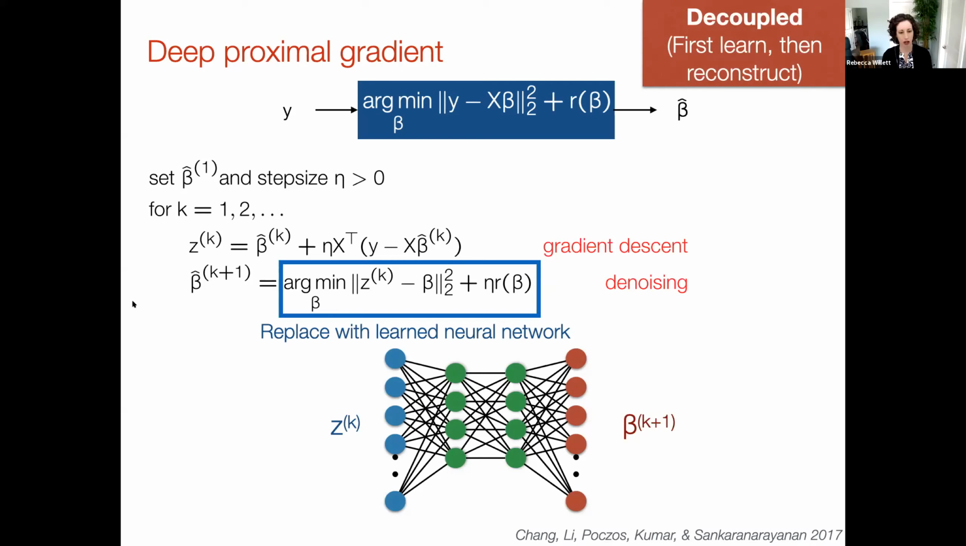And so that I somehow am not using the forward model during the training process. Okay, so this is one example of a decoupled method.